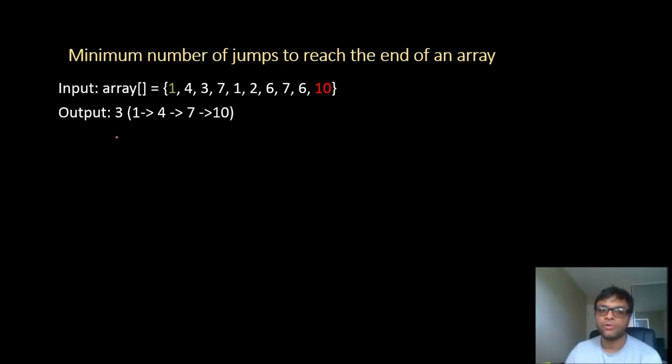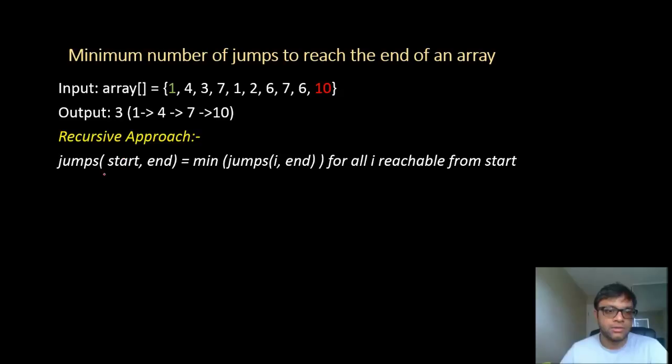So the output would be 3 for this. Let's look at the recursive approach to solve this problem. Suppose jumps is the function name of our recursive approach. It starts from 1 and ends at 10. And from 1 we'll have I number of options, so we'll have to figure out how many jumps we need for each option we take, and we take the minimum of that.